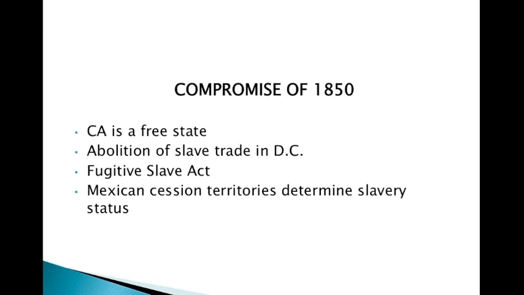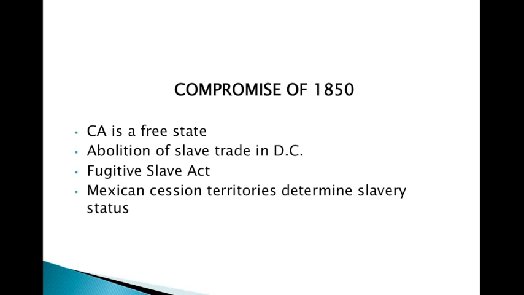Another underlying cause of the Civil War was the Compromise of 1850. The Compromise of 1850 relates to both westward expansion and the northern versus southern view regarding the expansion of slavery into the new western territories. The compromise included the admission of California as a free state. It also included the abolition of the slave trade in the District of Columbia.